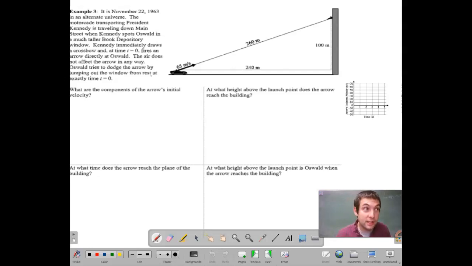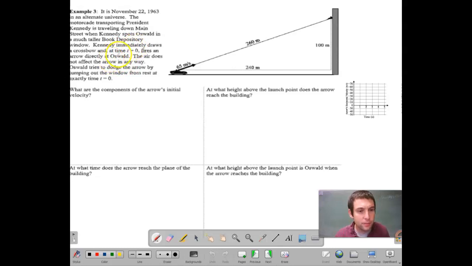If you ever see any documentaries on this tragic event, then you're going to find a lot of explanations using physics. It's really quite interesting. So let's get to it. In an alternate universe, the motorcade transporting the president is traveling down Main Street when Kennedy spots Oswald in a much taller book depository in Dallas, Texas.